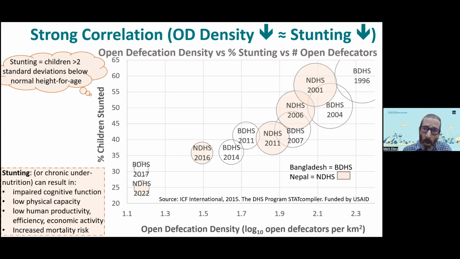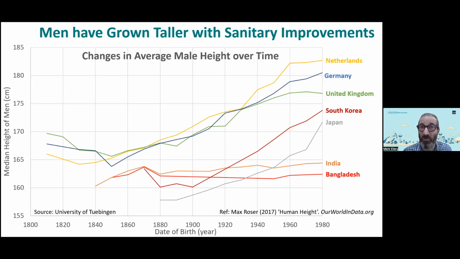And so while the data doesn't show strong correlations between sanitation and stunting, nor does it show strong correlations between open defecation and stunting, what the data does show is a strong correlation between the density of open defecators within a particular area and the incidence of stunting. And so this is essentially a proxy indicator of the exposure to fecal exposure.